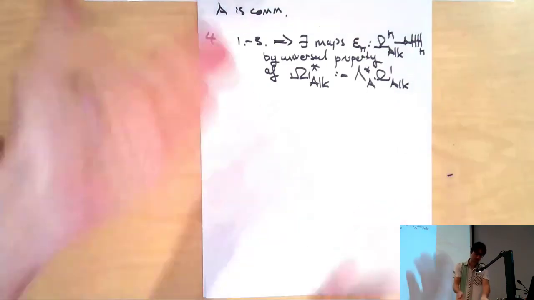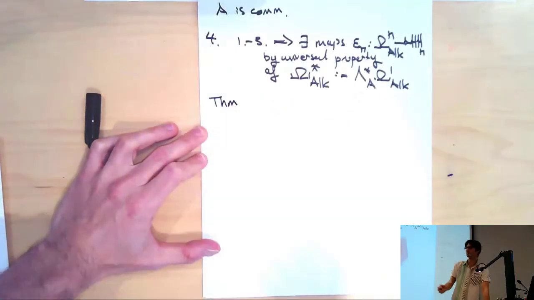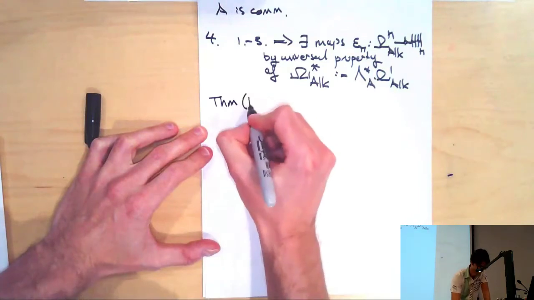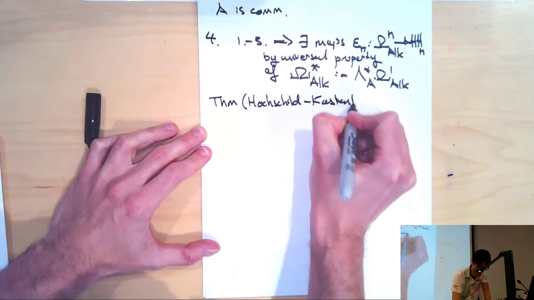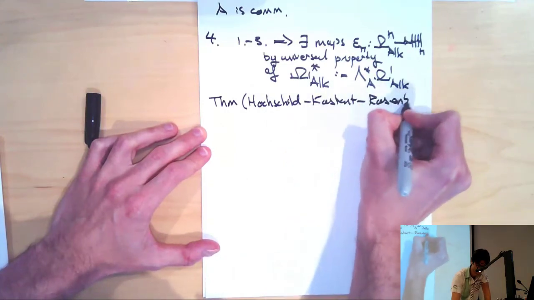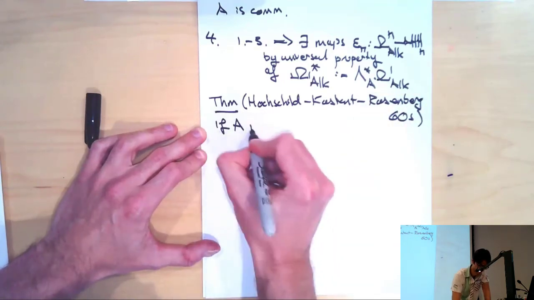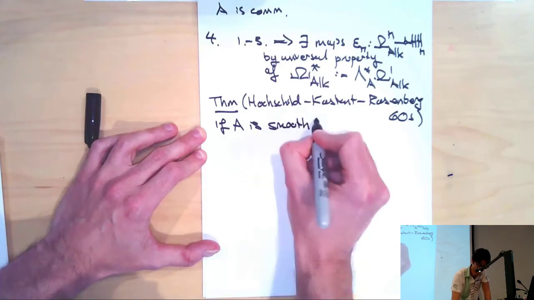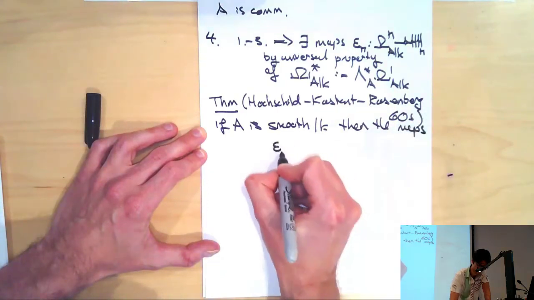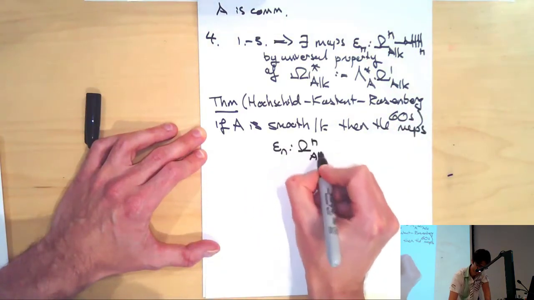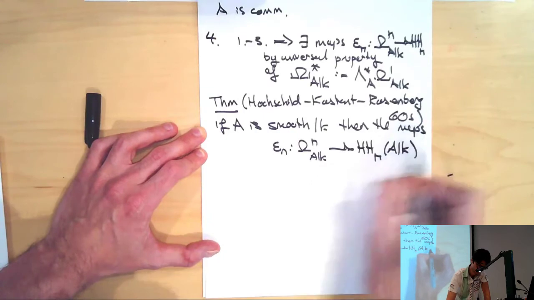Okay, so we've now got some maps coming from these differential forms into Hochschild homology, and essentially the first non-trivial theorem of the subject, attributed to Hochschild, Kostant, and Rosenberg, which goes back to the 60s, states that if A is smooth over K, then the maps epsilon n from the omega n, so just differential forms that we know and love, to these Hochschild homology groups that maybe you're seeing for the first time, these maps are isomorphisms.